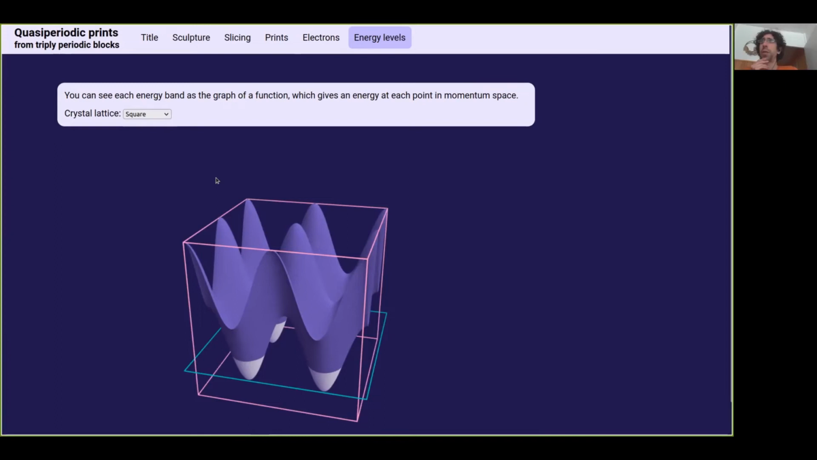And in physics, when you have a material at some fixed temperature, often you'll find that all of the energy states below a certain level will be occupied, filled with something, in this case electrons, and all of the ones above that level will be empty.